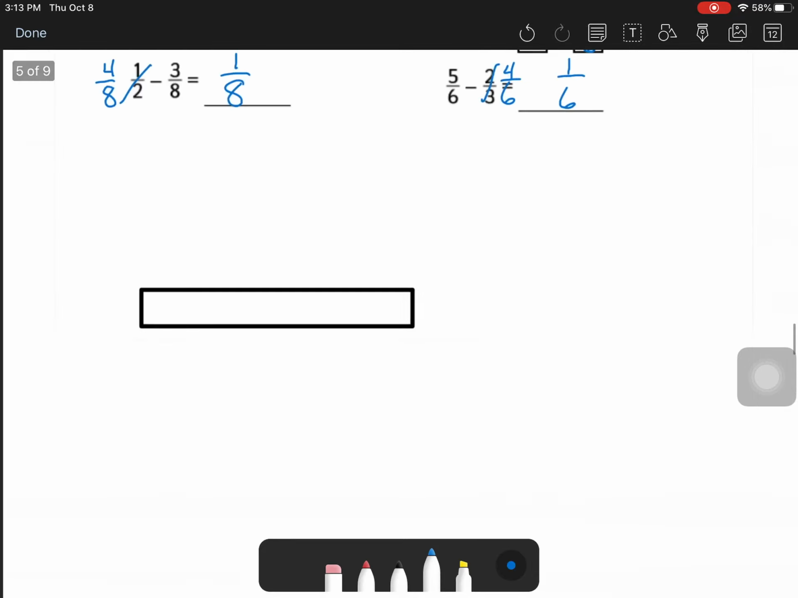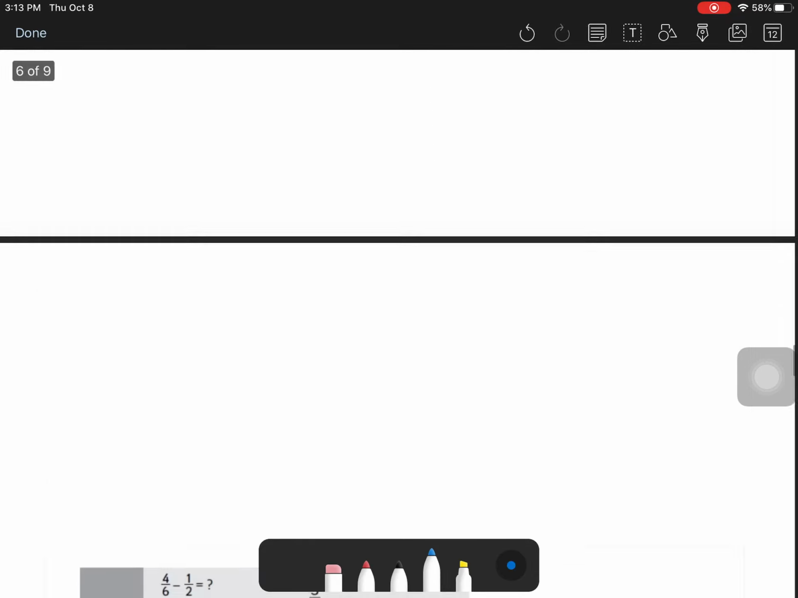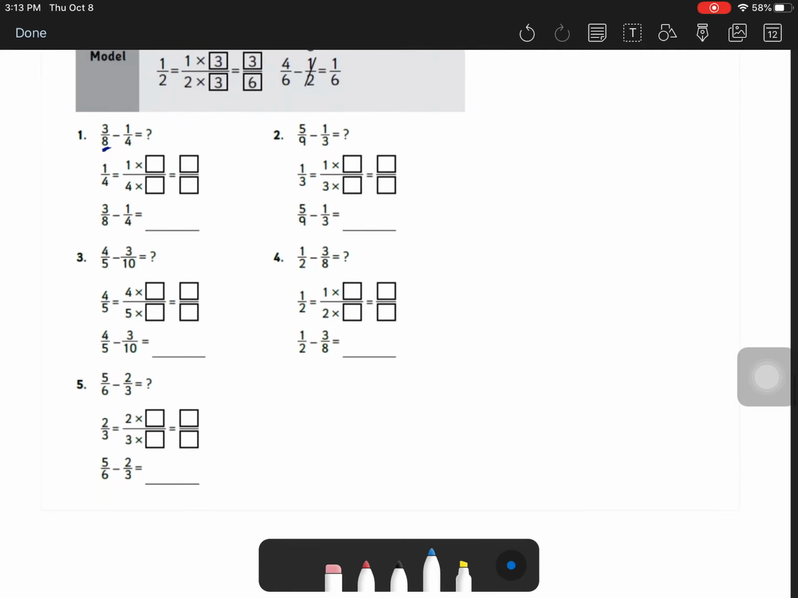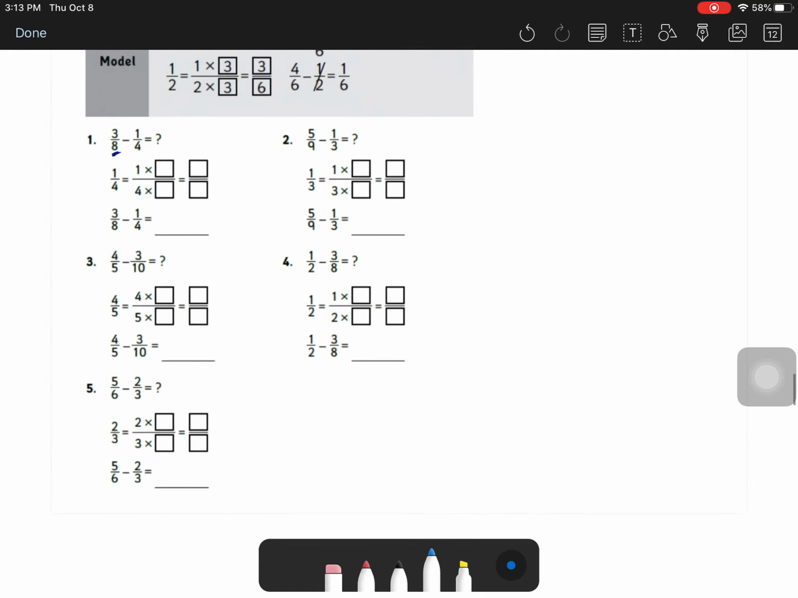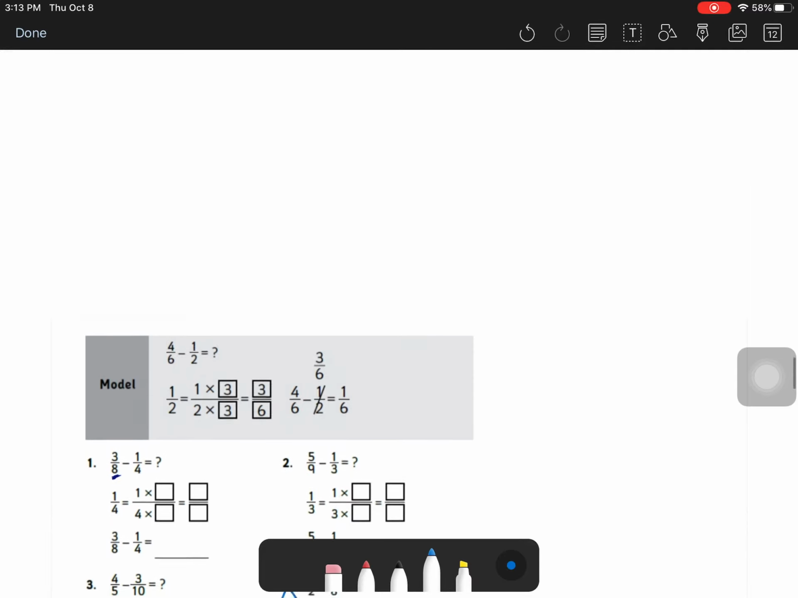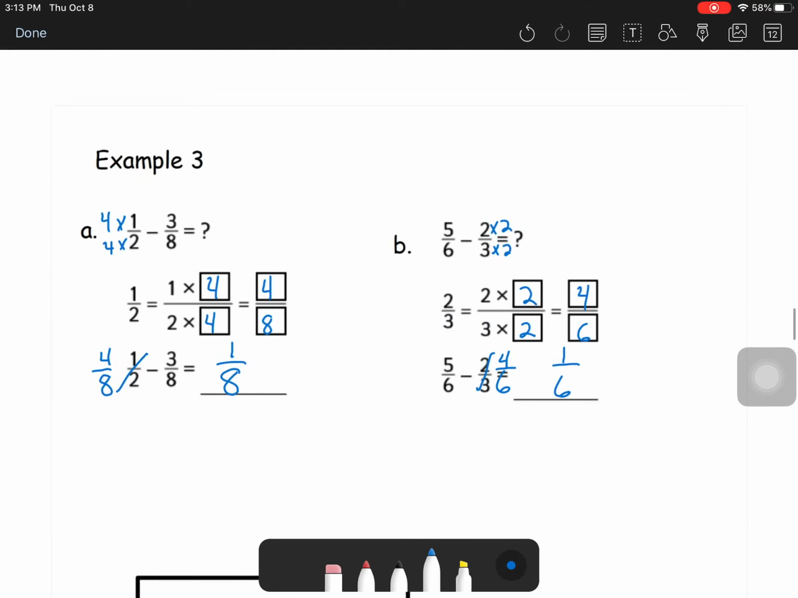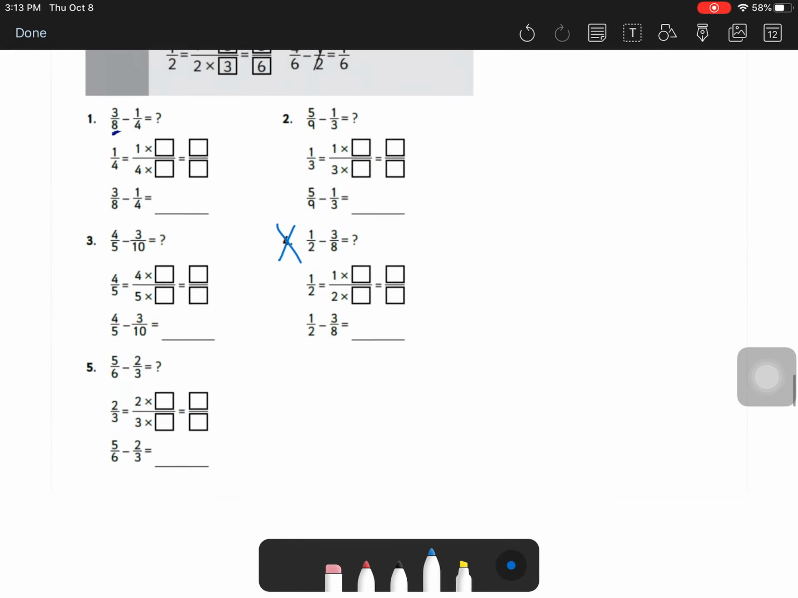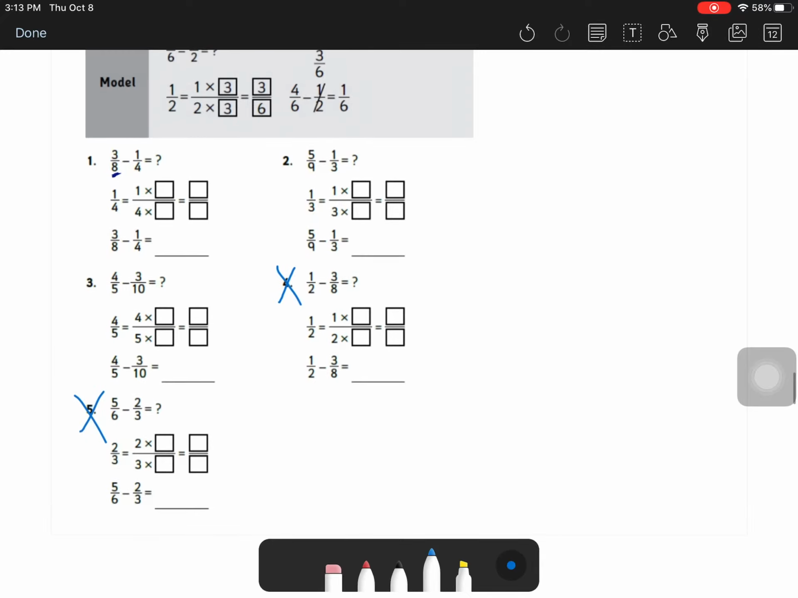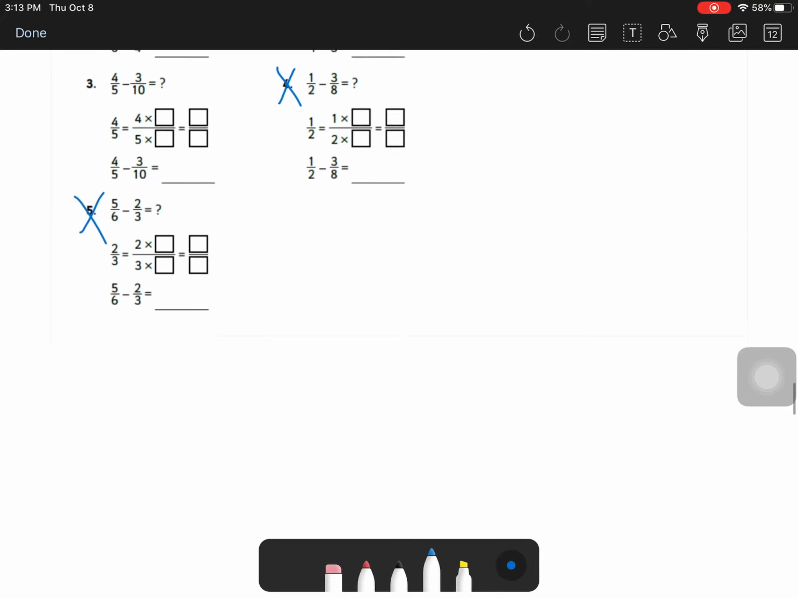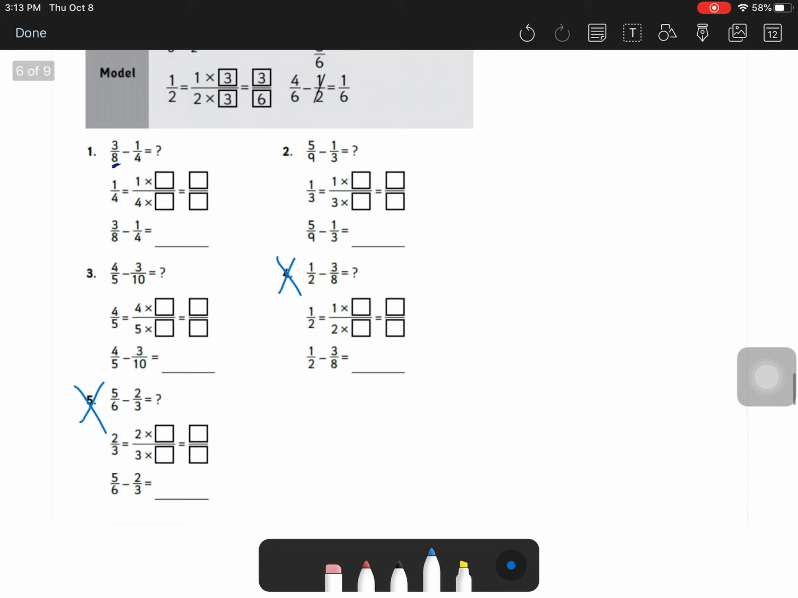And did I do any of these yet? No. Okay. Oh yeah, I did. So we did this one already up top. And what other one did we do? 5/6 minus 2/3. And we already did this one, so I won't redo those. You know what though? Yeah, okay.